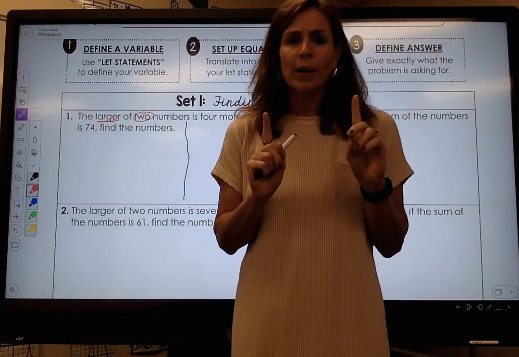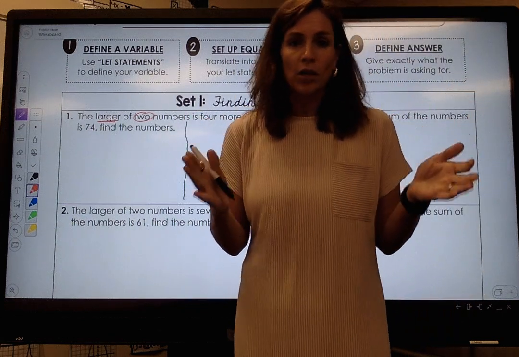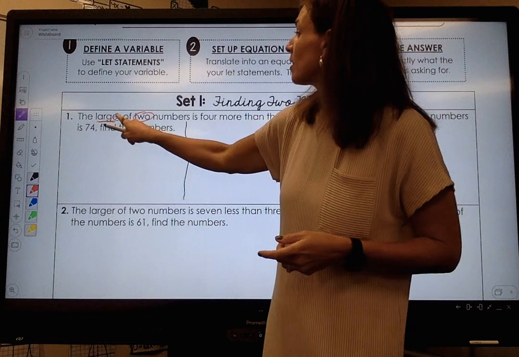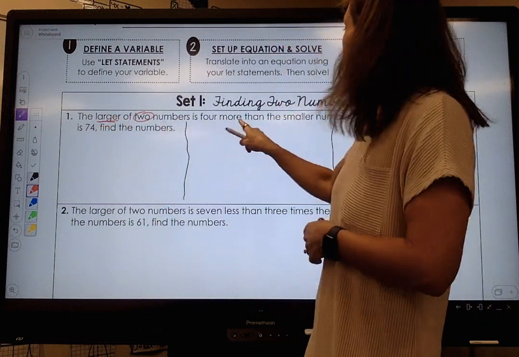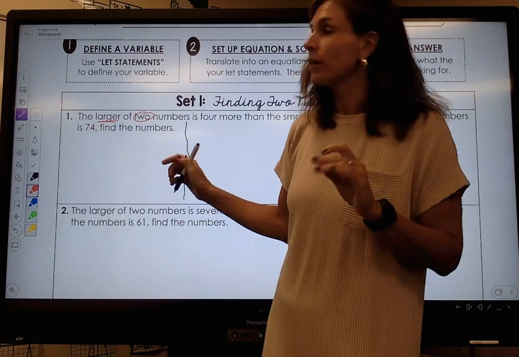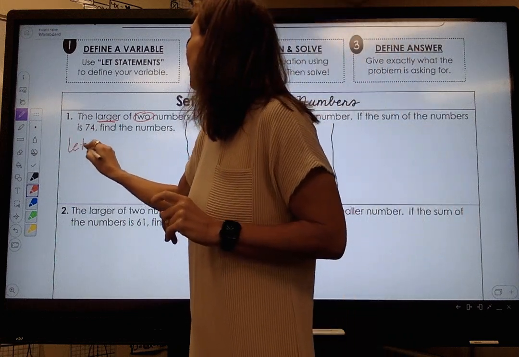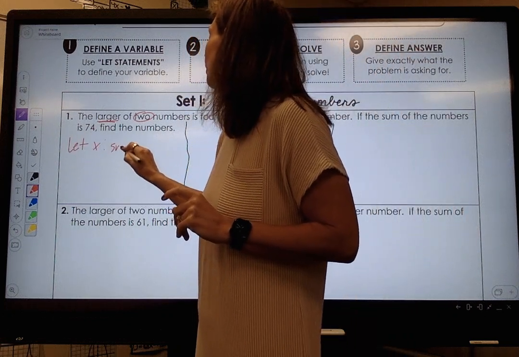So the first question I'm asking is, which number is not being talked about? Well, it says the larger of two numbers is. So the large number is being talked about. The small number is not being talked about. So I'm going to let x be the small number.